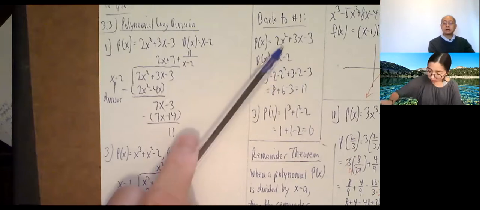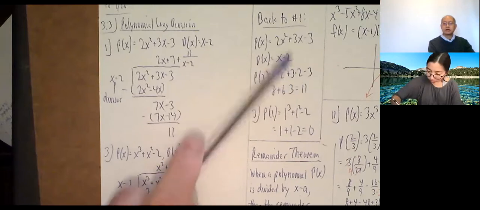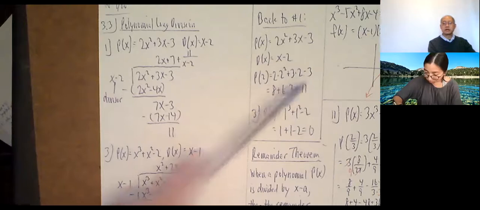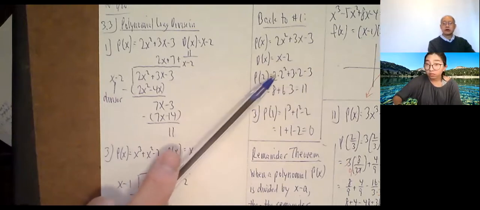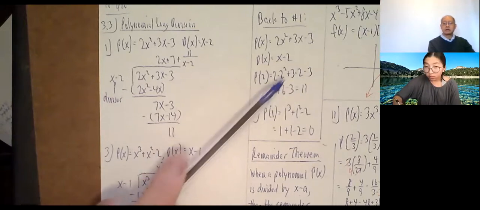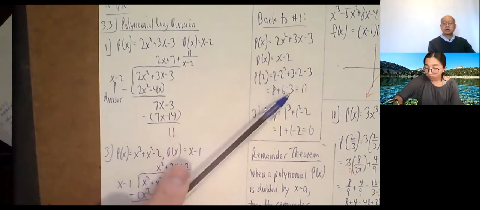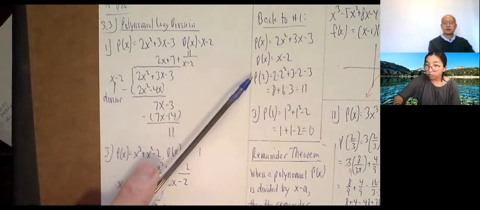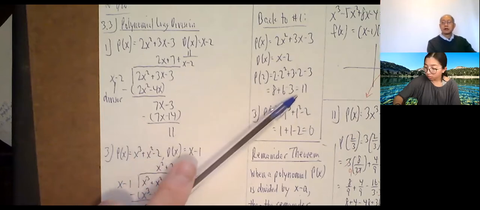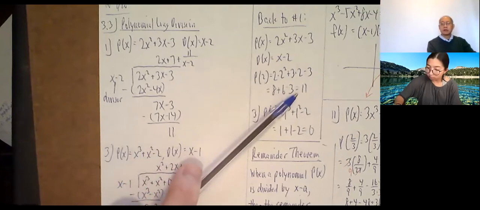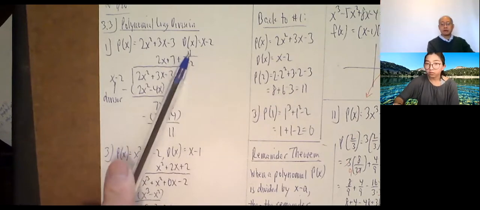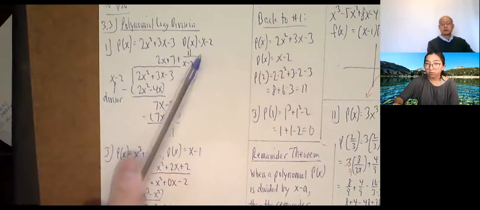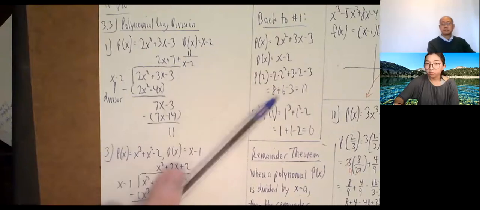Okay, 2 times 2 squared plus 3 times 2 minus 3. 2 times 2 squared, 2 times 4 is 8, plus 3 times 2 is 6, minus 3. 14 minus 3 is 11. Okay. Notice something about that 11? That happens to be the remainder over here. Notice that? It's 11.